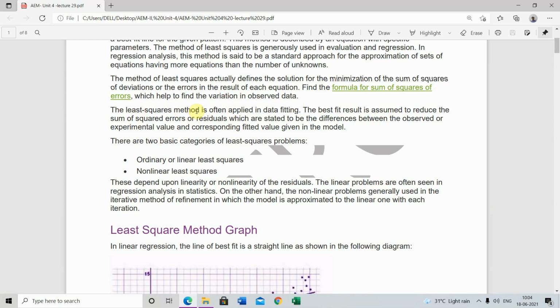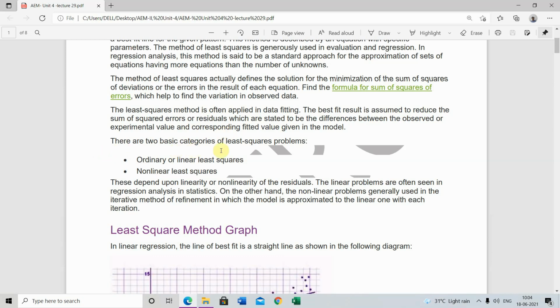The least square method is often applied in data fitting. The best fit result is assumed to reduce the sum of squared errors or residuals, which are stated to be the differences between the observed or experimental value and the corresponding fitted value given in the model.